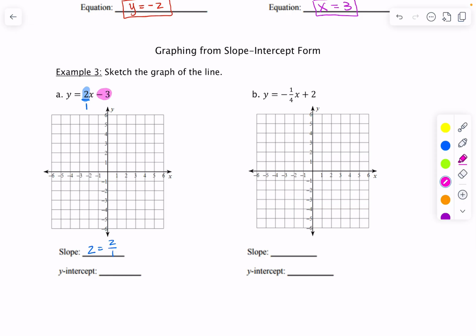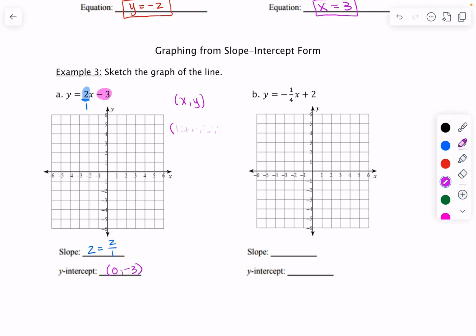Include the negative with that y-intercept. So when you go to write down what's the y-intercept, that's 0, -3. You don't make a sign error. So I'm going to plot 0, -3. When I plot points, remember it's always x, comma, y. And when we plot a point, it's left and right.